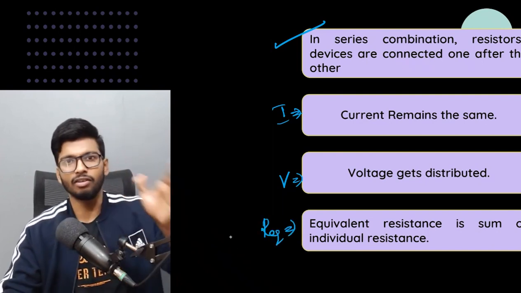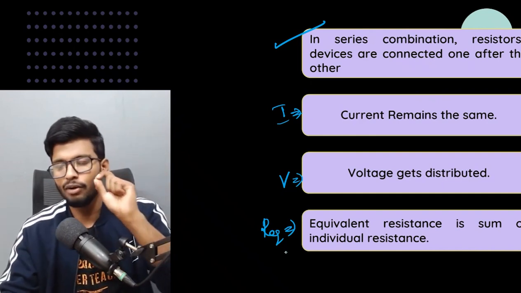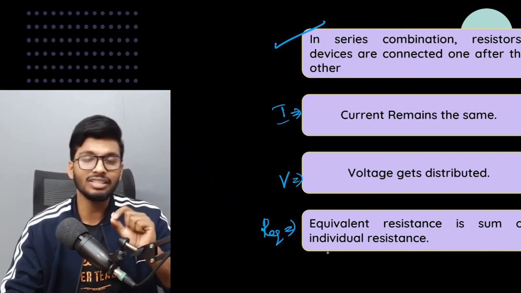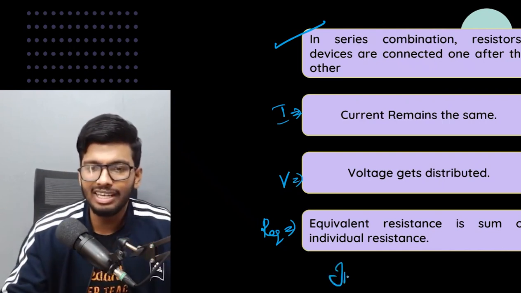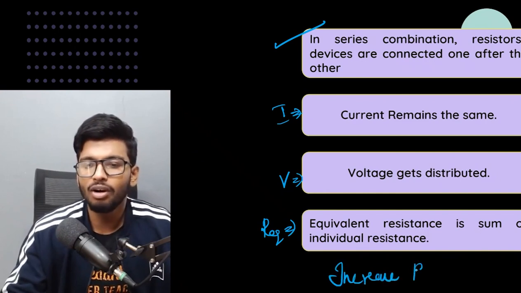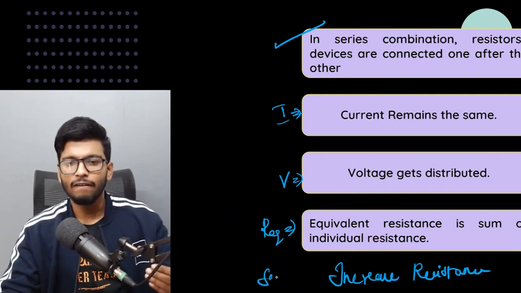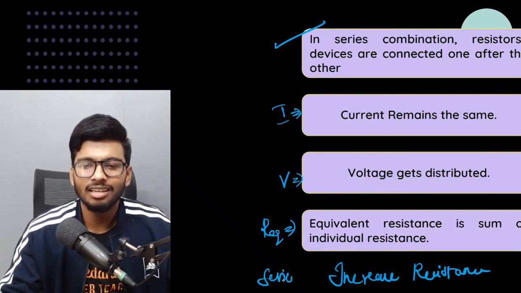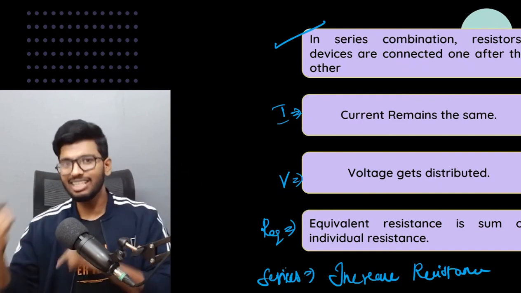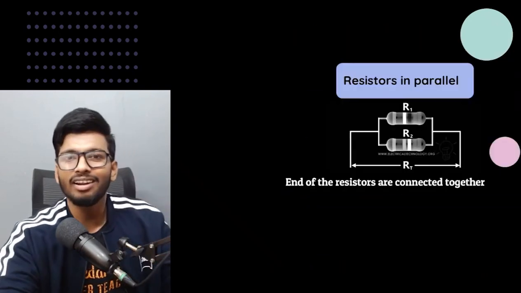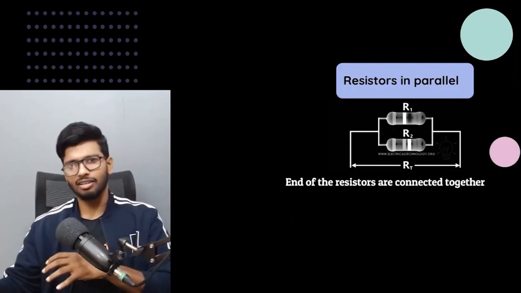So it's nothing but R1 plus R2 plus R3, so on and so forth. And finally, guys, one more additional point I want you to remember: when you want to increase the resistance, you would actually connect them in series. Series is used when you want to increase the resistance. When you want to decrease the resistance, that is where the connection of parallel comes into the picture. So we'll talk about parallel right now.